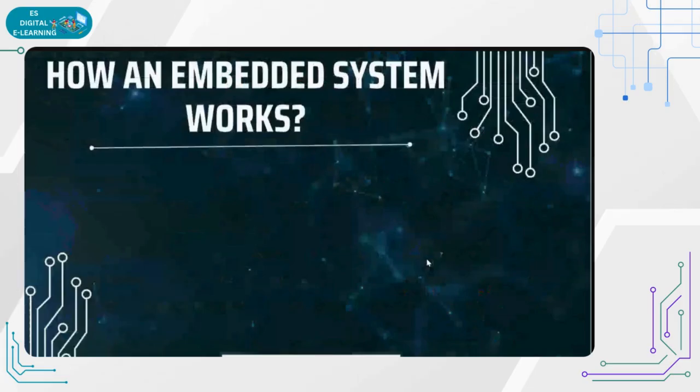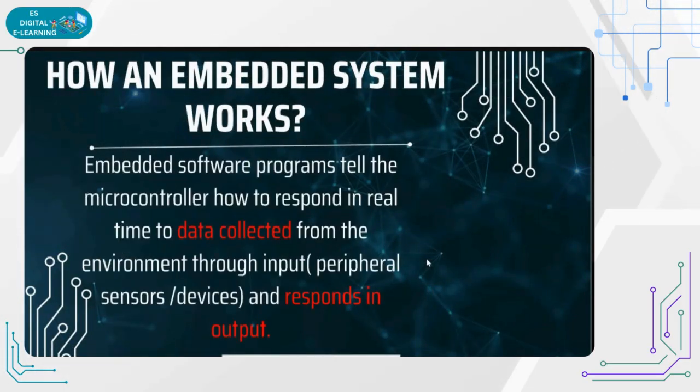Okay, so how does an embedded system work? Whatever software we are making will tell the microcontroller how to respond when there are some sensors. If a sensor is specifically designed for object detection, the software is continuously monitoring. If a person is coming, then the sensor will take the data.